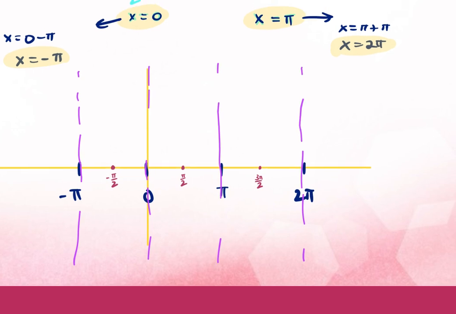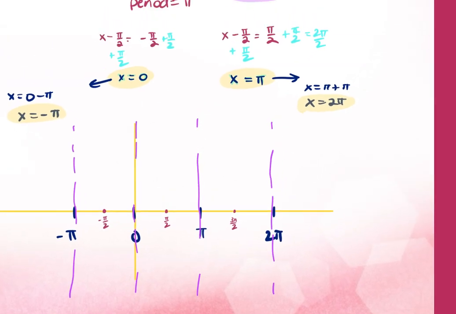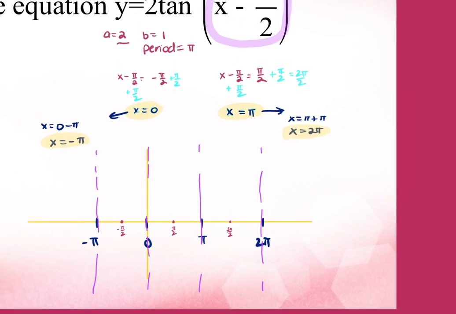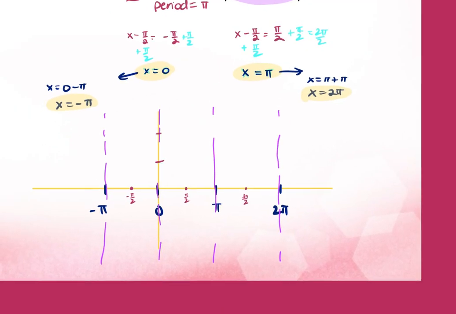Then I'm going to mark my A values, which this time is 2. So up 2, down to -2. Eyeball your 1/4 and 3/4 points. And again, it's tangent, so we start at negative A on the left and positive A on the right.